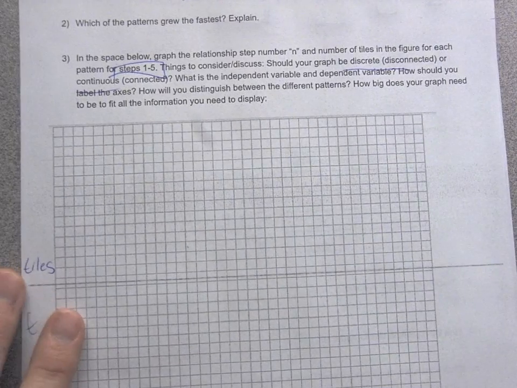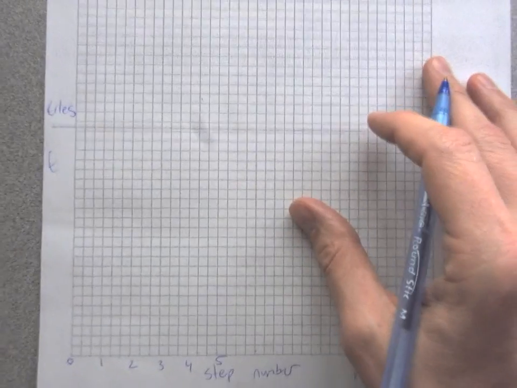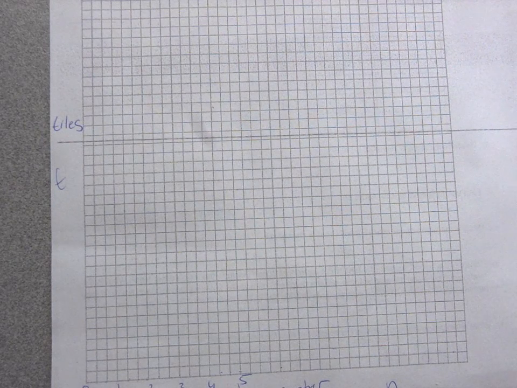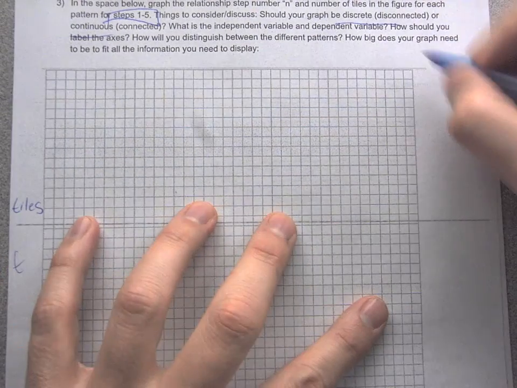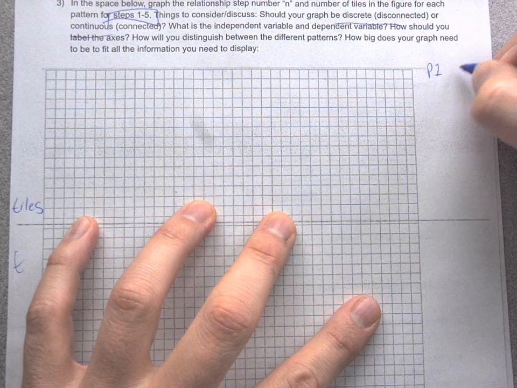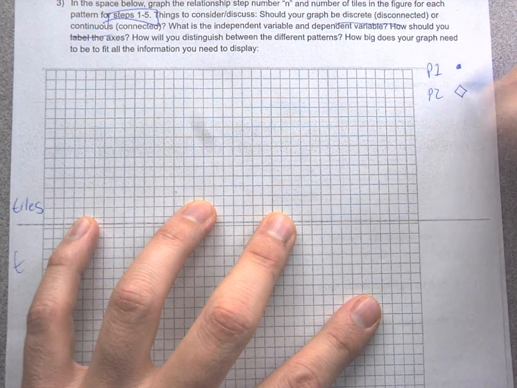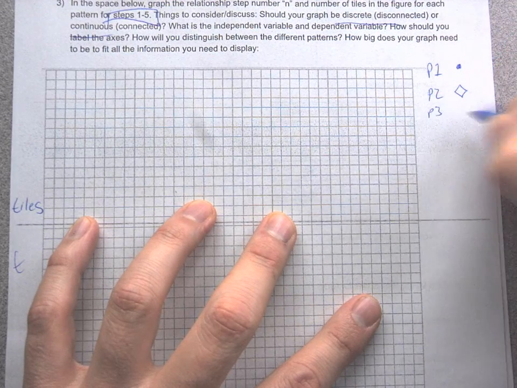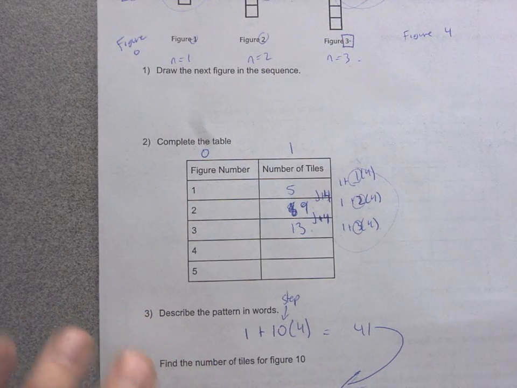We talked about independent and dependent variable. The only thing we have to figure out is if we have 3 different patterns in the same graph, they're going to overlap. It's going to be kind of scrunched here. So what we're going to do is we need to pick a shape for each pattern. So let's do pattern 1, call it P1. We'll do dots for P1. Okay, for pattern 2, let's do diamonds. For pattern 3, let's do squares. That will help us to distinguish between each pattern. So what we're going to do is we're going to go back to the tables that we made, and we're going to graph them.